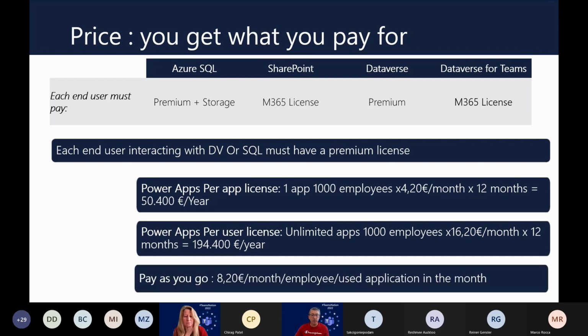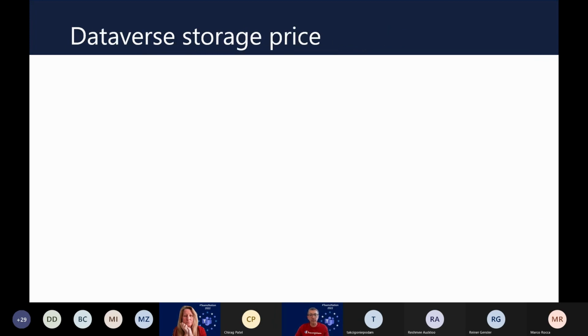There is a pay-as-you-go option, which means you pay €8 per month per employee. If your employee clicks the application just once, you pay for the month, right? So you can start with pay-as-you-go if you don't know exactly which license scheme you need, and then you can choose per user or per app. But pay-as-you-go is good for the beginning.